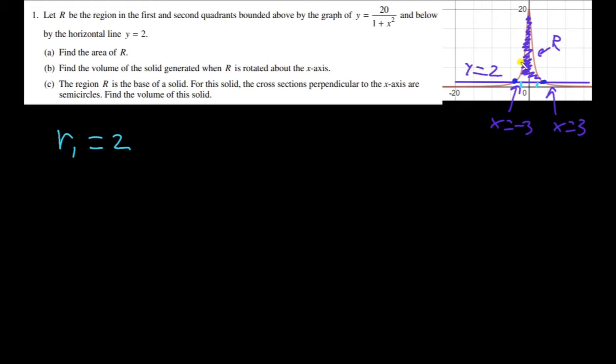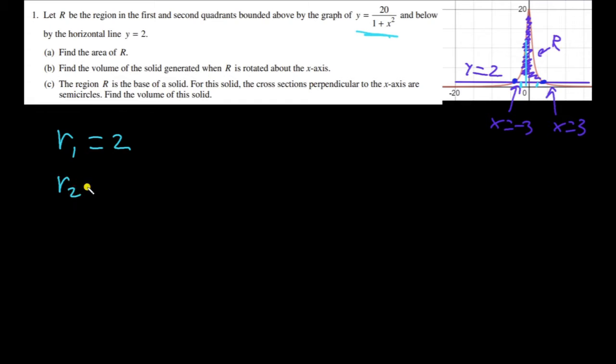On the other hand, r2 is going to be the distance from the x-axis to the top curve. Notice that's going to change as x changes. It's the height of this function, so the y value of that function is the height of this line.